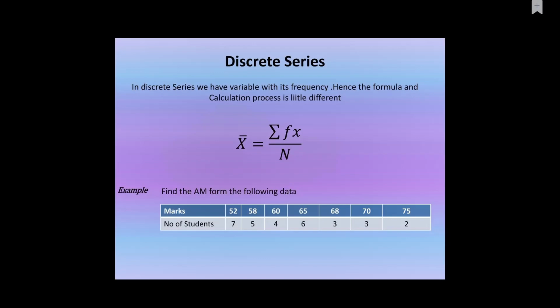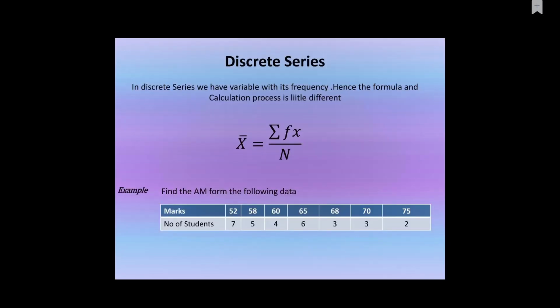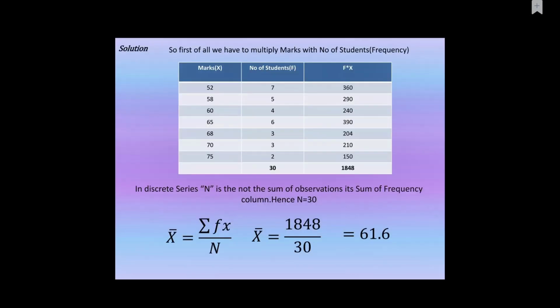Here is an example. Suppose the marks of students are 52, 58, 60, 65, 68, 70 and 75, and the number of students is also given. That is, 7 students score 52 marks, 5 students score 58 marks, 4 students score 60 marks, and in that way the data is given. We have to find the mean of the data. Here the mark is taken as x and the number of students is the frequency. In an individual series, we would write 52, 52, 52, 58 and so on. But in the discrete case, we write the mark and the number of students is taken as the frequency.